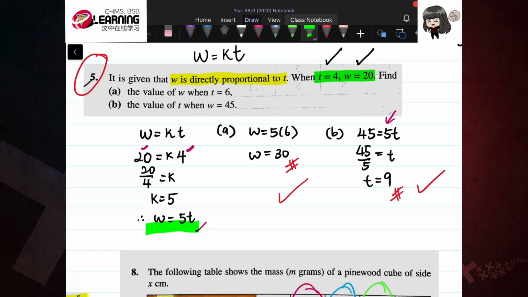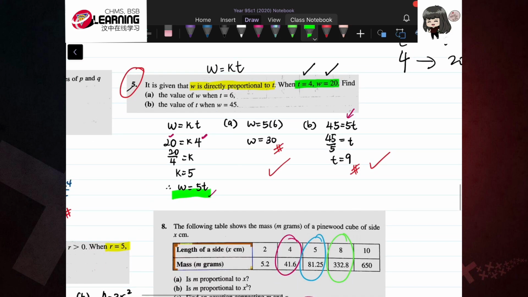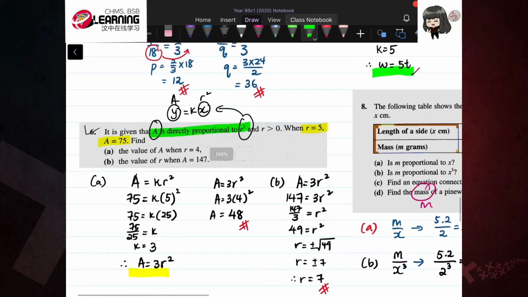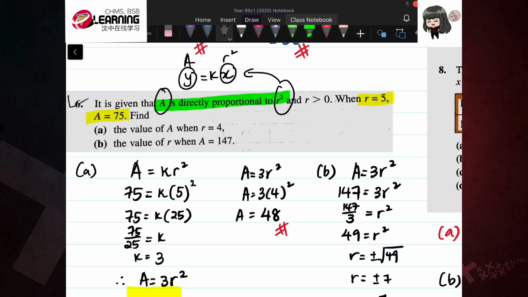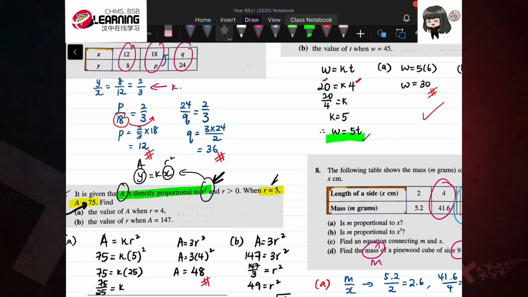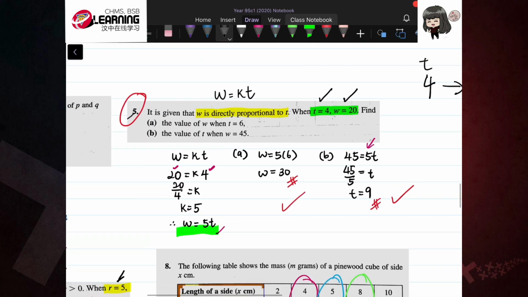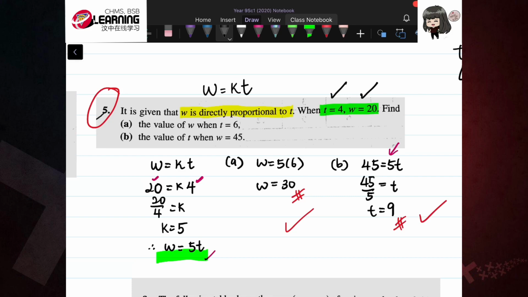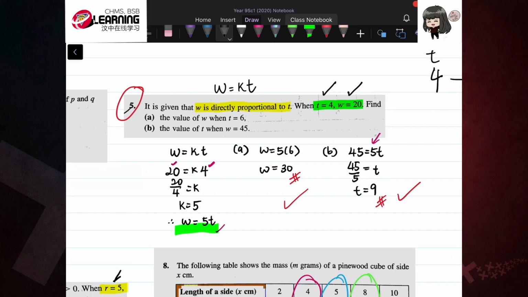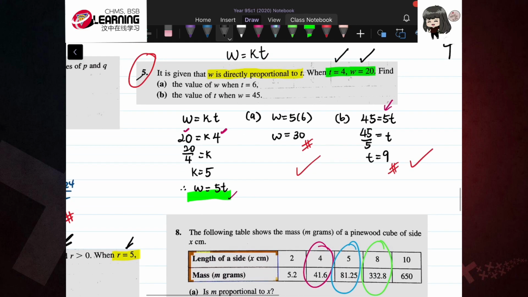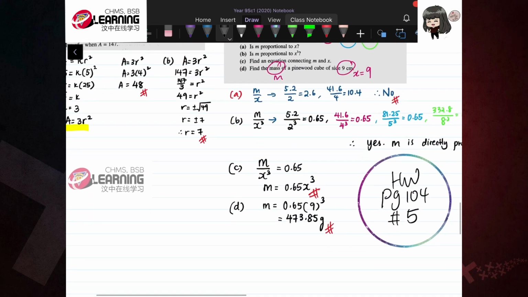The cross multiply method won't work for a question like question number 6, because this involves R squared. If you cross multiply using R equals 5 and A equals 75, you won't get the answer. Just to let you know why I teach it this way: we have to find K, the constant. So question number 5 we have done. We finished our question number 5.